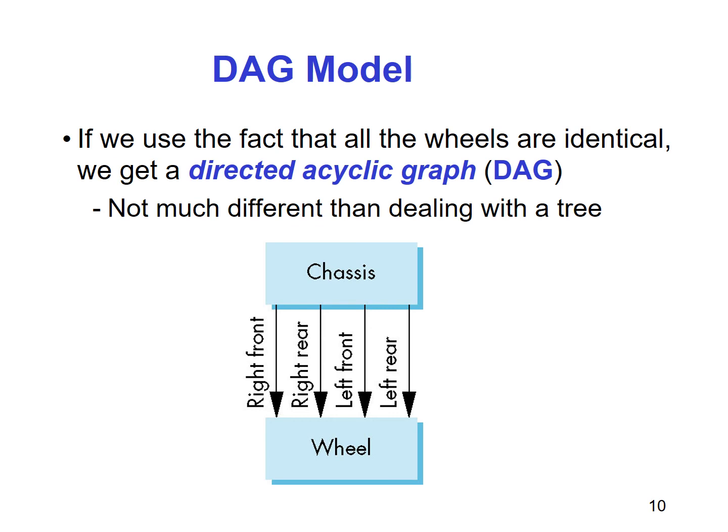Another possible way is to have a DAG model, which is a directed acyclic graph. This is not much different than the tree, but in this case the representation goes like this. So we have one wheel, but we have all four edges connecting the chassis to the wheel.